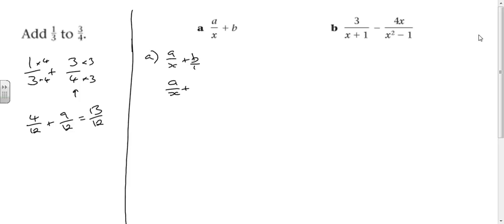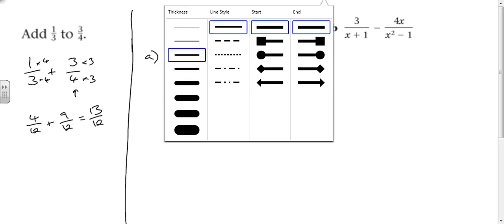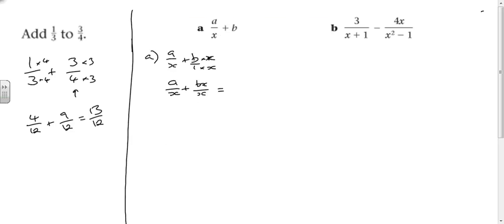So what we're going to do is we're going to times top and bottom by x. So we've actually got bx over x. So then we've got a plus bx over x. And that's how you simplify that.